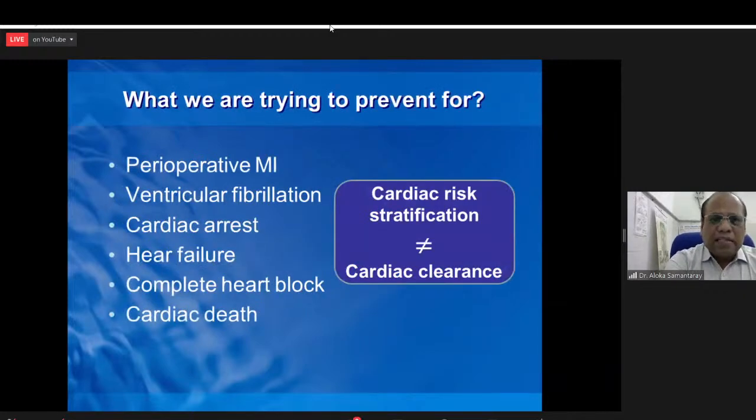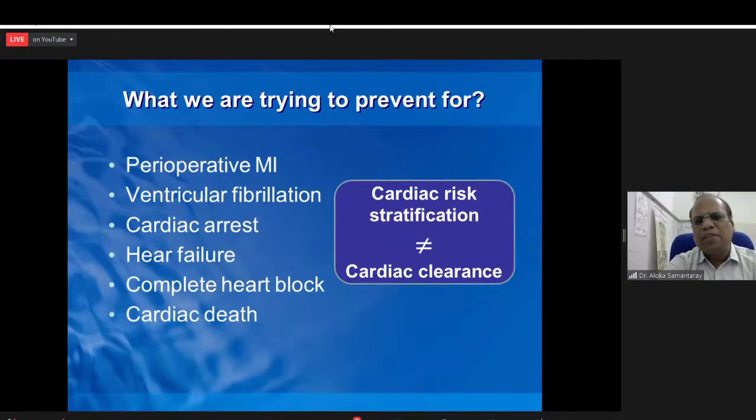The risk that we are talking of when you deal with this type of case perioperatively is the development of perioperative myocardial infarction, ventricular fibrillation, cardiac arrest, heart failure, complete heart block, or cardiac death. These, or three or four of these, are collectively called major adverse cardiovascular events.